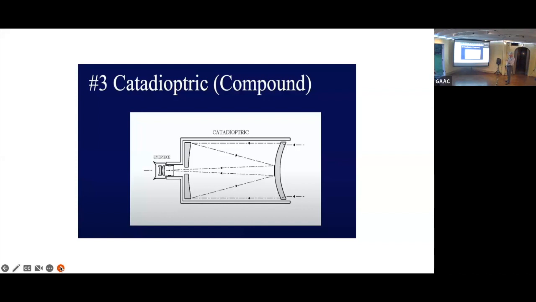So you can see the light is being refracted here, see how it's bent? And then it goes back to the mirror. And then it gets sent back. It's a little hard to see in this diagram. The mirror reflects it back, but there's another mirror on the face of this lens here. And so the light reflects back through the back. This is where your focuser would be, and there's your eyepiece.